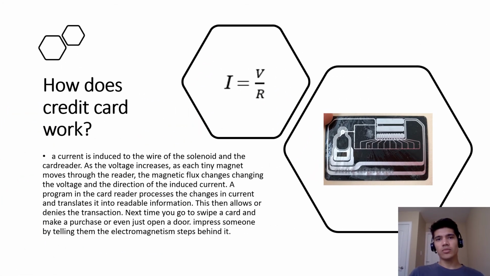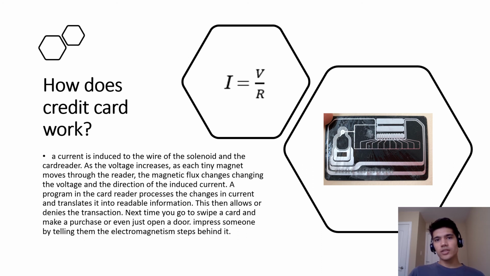Now, using Ohm's law, I equals V over R, current equals the voltage over resistance, tells us that the current is induced in the wire of the solenoid in the card reader.